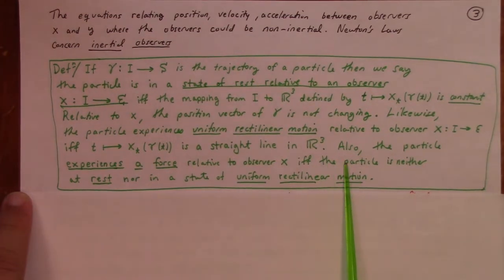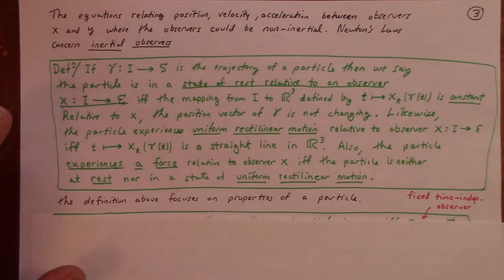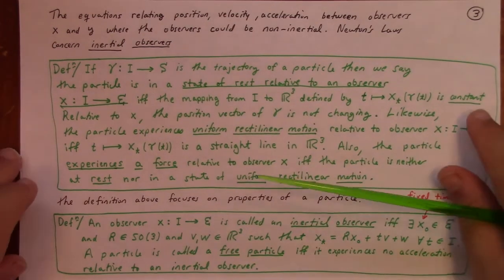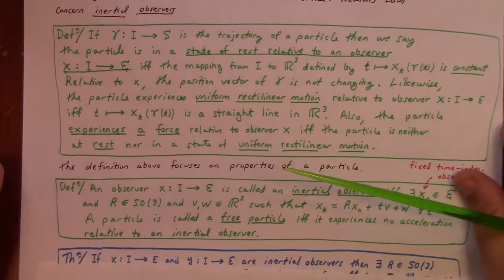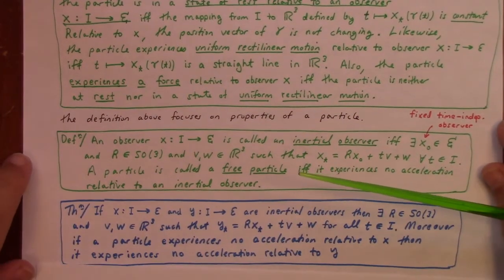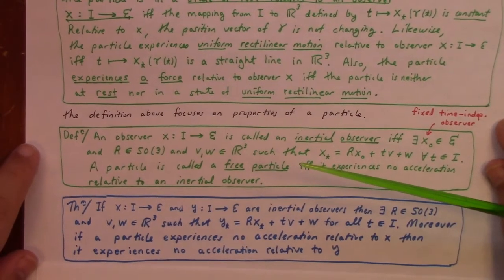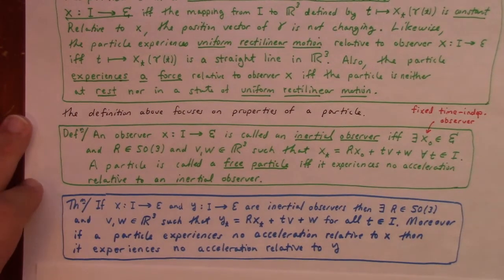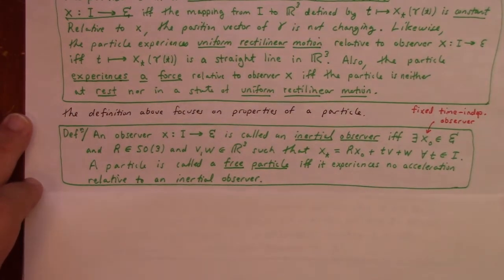So a different way of saying this would just be saying, well, no, let me just leave it at that. All right. So the definition above focuses on the properties of a particle. In contrast, the definition below is going to talk more about a special kind of observer, namely an inertial observer. So here it is.